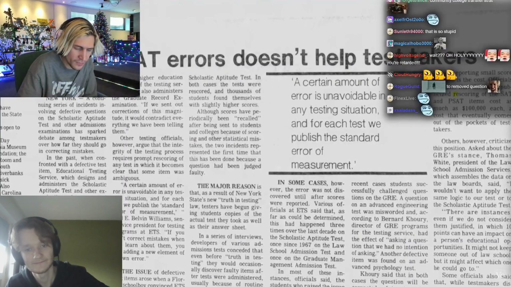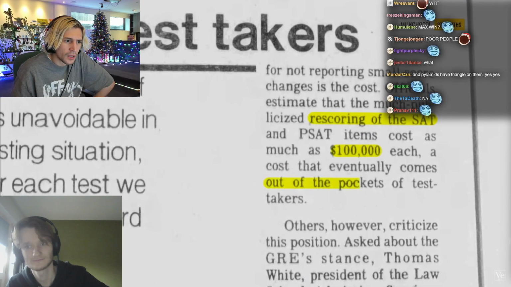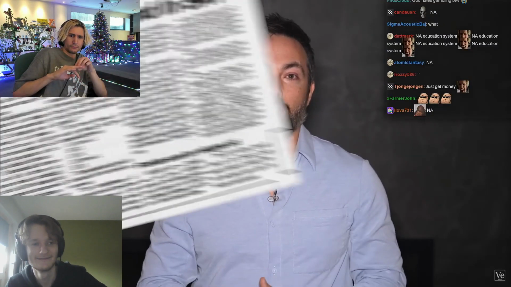This mistake didn't only cost points off the exam. According to the testing service, rescoring would cost them over $100,000, money that came out of the pockets of test takers. Wow. The question 17 circle problem was far from the last error on the SAT.